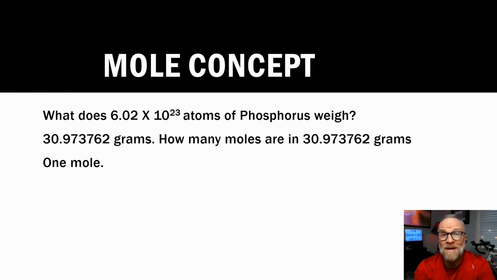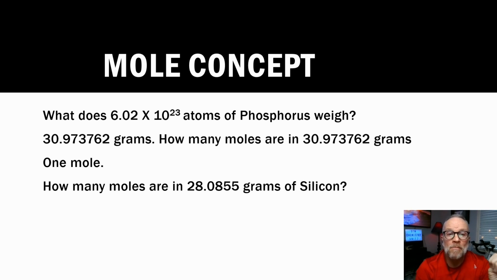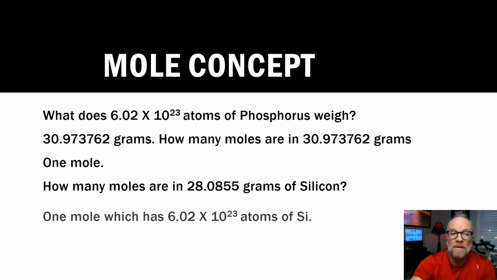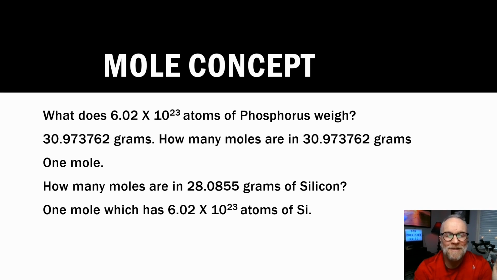I don't seem to be beating you over the head with this, but it's really important that you understand the concept. How many moles are in 28.80855 grams of silicon? 1 mole, which has 6.02 times 10 to the 23rd atoms of silicon. The atoms for 1 mole will always be the same. The weights will change.